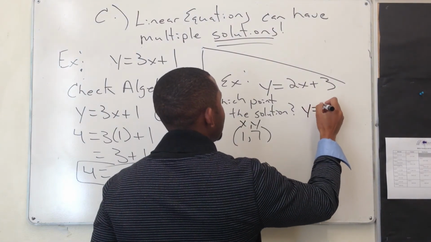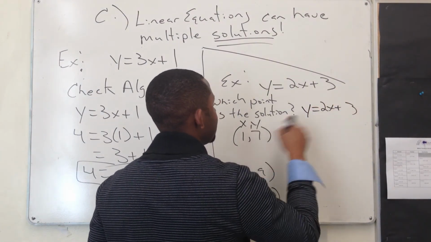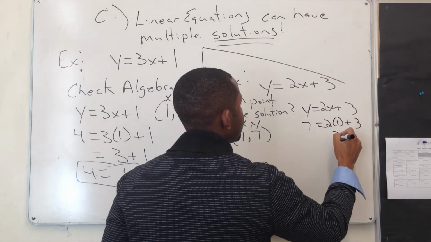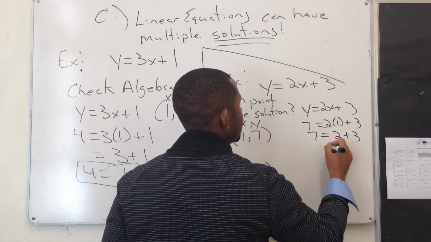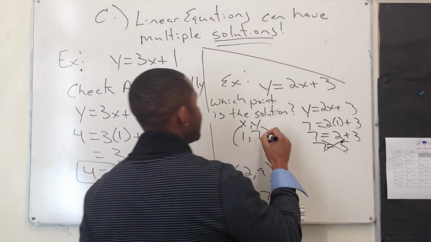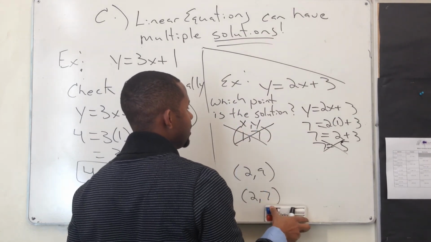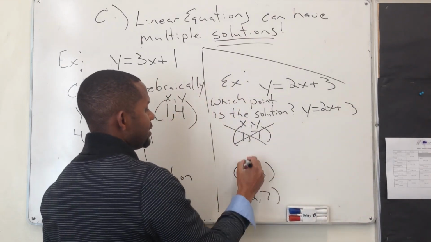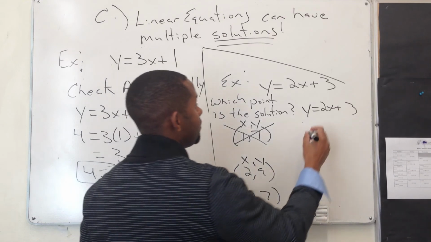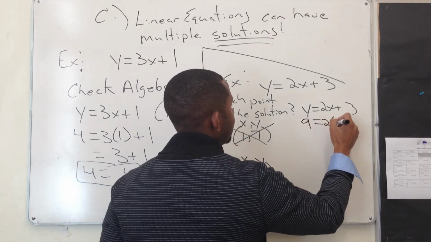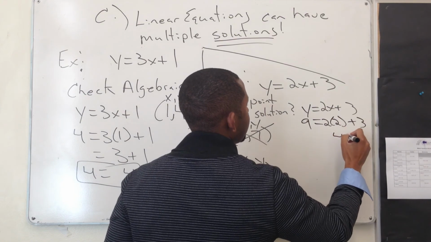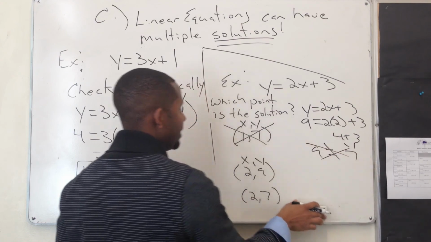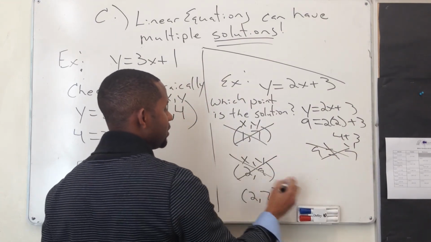Plug it in. Y equals 2x plus 3. In place of y, I put a 7. In place of x, I put a 1. 2 times 1 is 2. 2 plus 3 is 5. 5 doesn't equal 7. That means this is not a solution. So let me check the next point. It says that x is 2 and y should be 9. It's 4 plus 3. 7 does not equal 9. So that means that's not a solution.